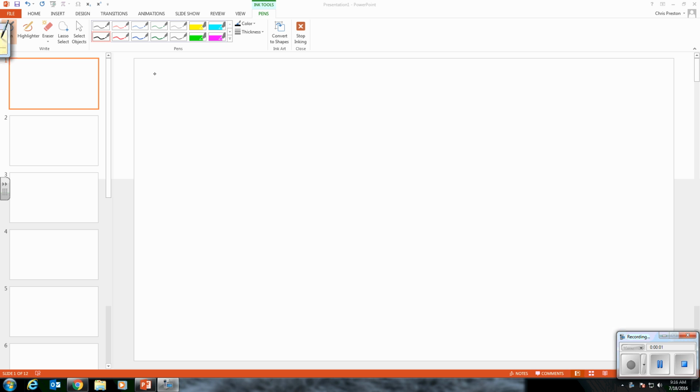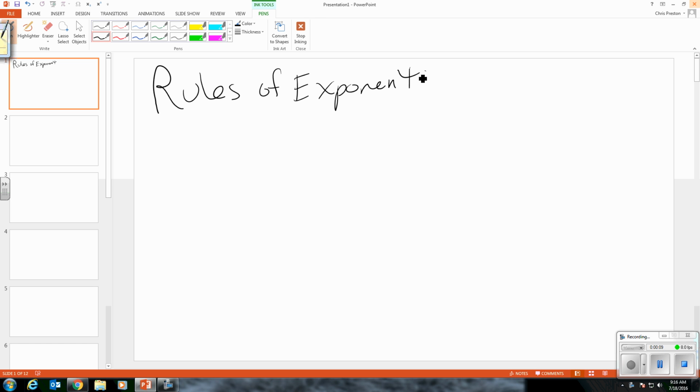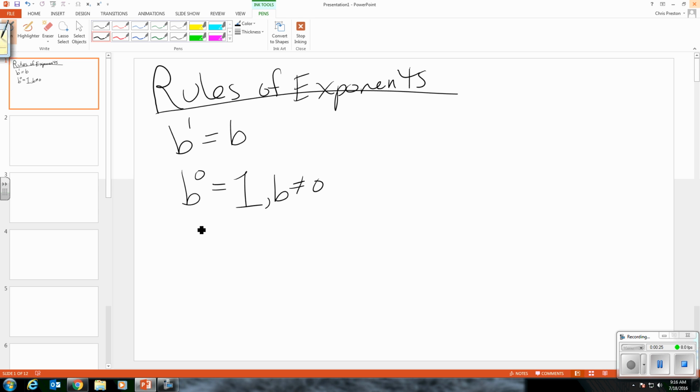So let's look at rules of exponents. Most of these are going to be review. If you have a base to the first power, then that's the base. If you have a base to the 0 power, that's 1. Again, the base cannot be 0 itself.